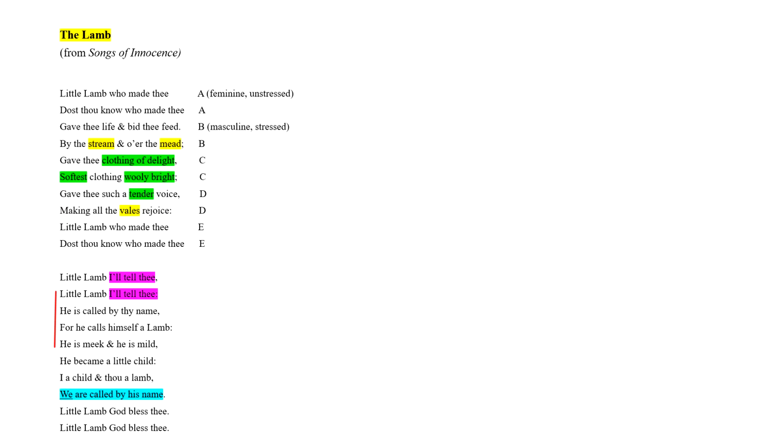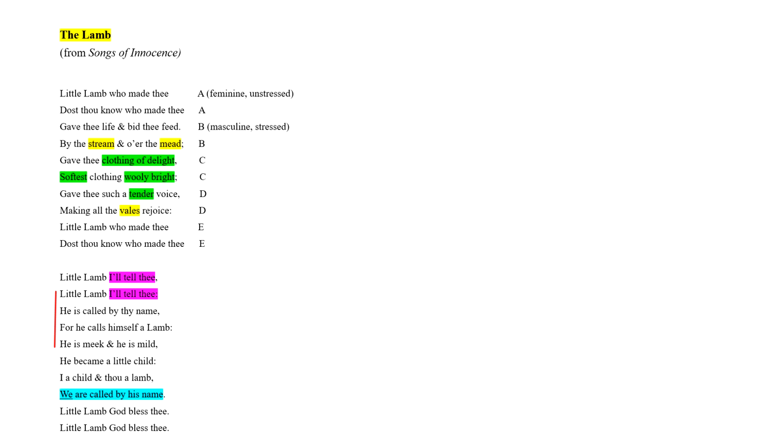This rural setting is a metaphor for a pleasant worldview, reinforced by phrases like clothing of delight in line 5 and adjectives like softest, woolly, bright, and tender in lines 6 to 7, just to name a few. These are marked in green.